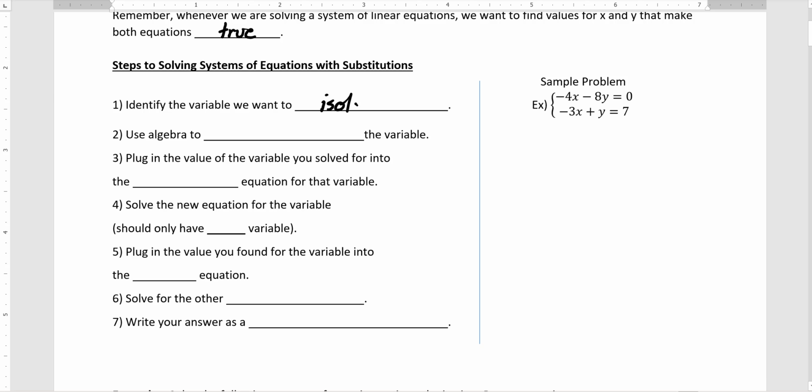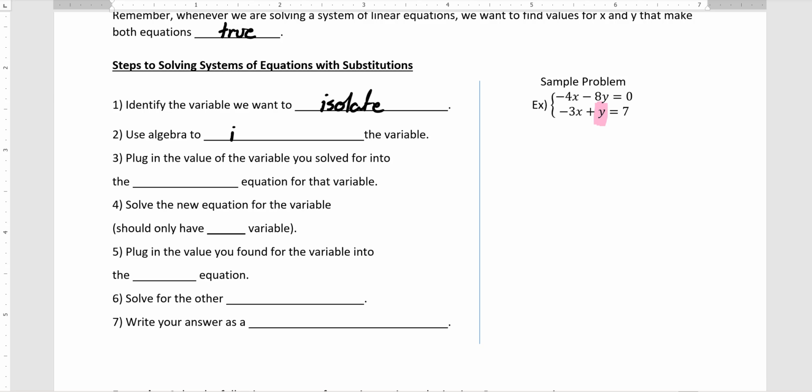Now the key here is finding what variable do I have to do the least amount of things to get it all by itself. So if I'm looking at my sample problem here, negative 4x minus 8y is 0, negative 3x plus y is 7. The variable I'm going to choose to isolate in this case would be this y. Alright. Now why would I choose to do that? Well, because the only thing I need to do to get y all by itself is add 3x.